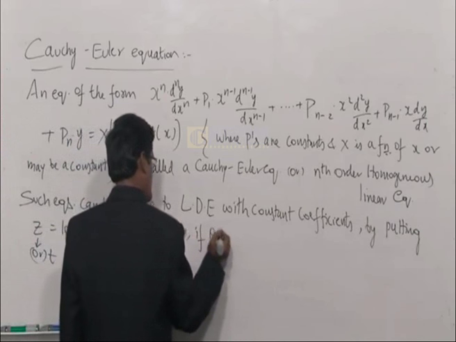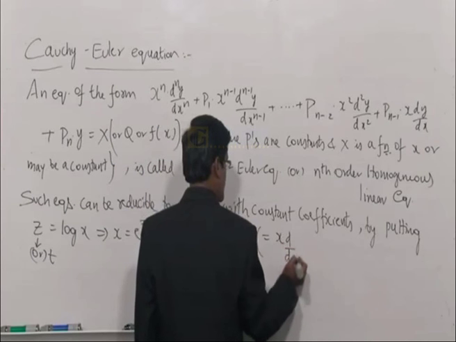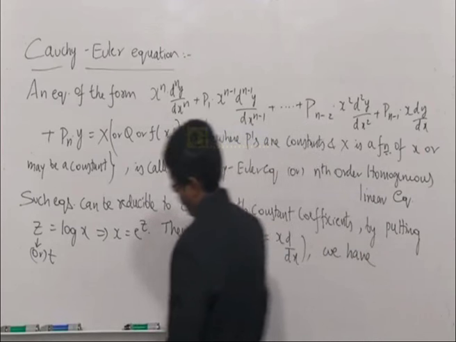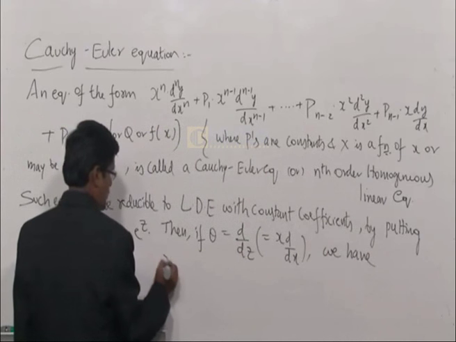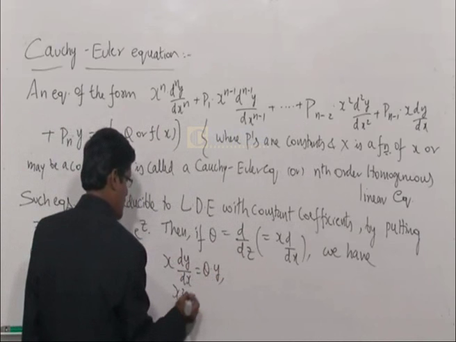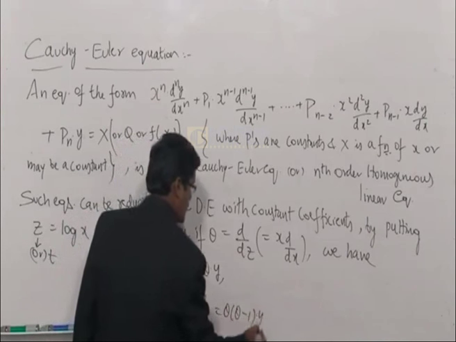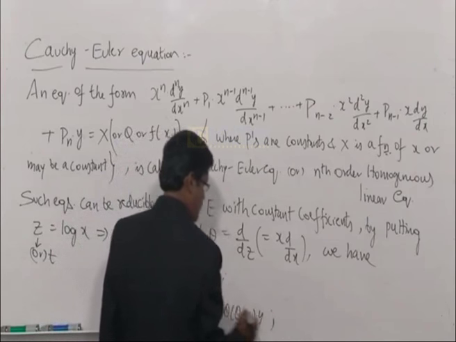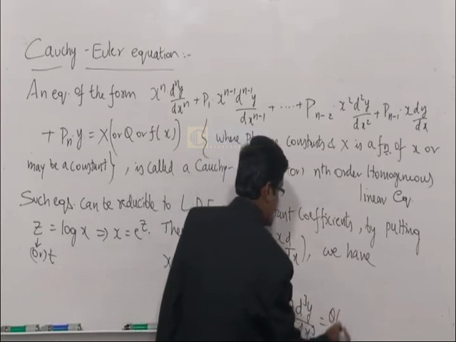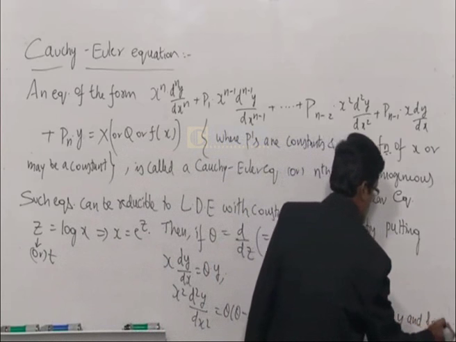Then if theta is equal to d by dz is equal to x d by dx, we have x dy by dx is equal to theta into y, x square d square y by dx square is equal to theta into theta minus 1 into y, x cube d cube y by dx cube is equal to theta, theta minus 1, theta minus 2 into y, and so on.